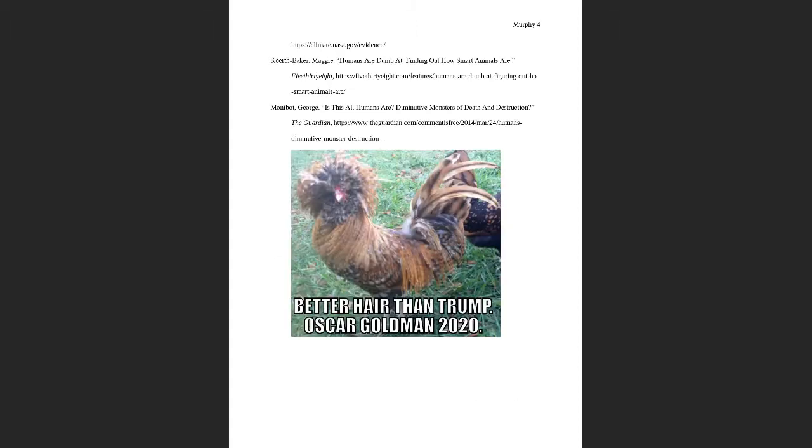Now, one thing I will say is that this works cited is supposed to be on its own page. I'm not sure how that happened. But here, I've got to give you this meme, all right? Better hair than Trump. Oscar Goldman 2020. Not making any political comments.